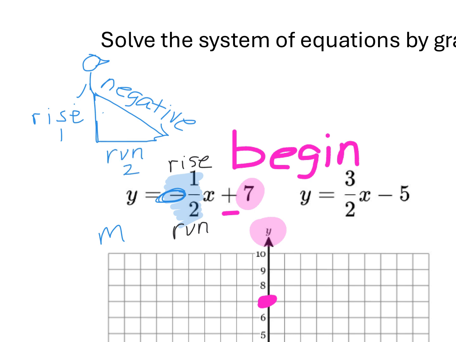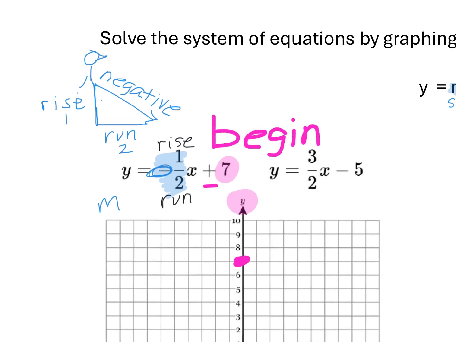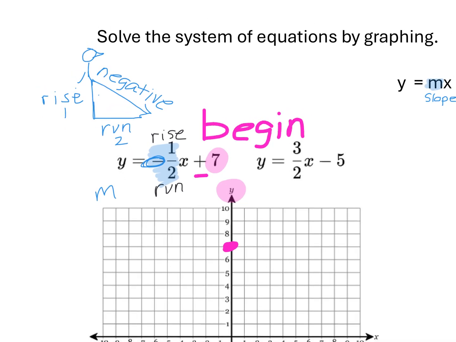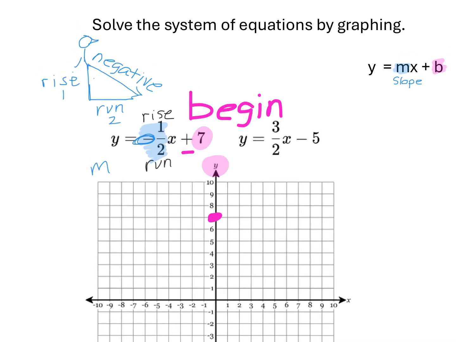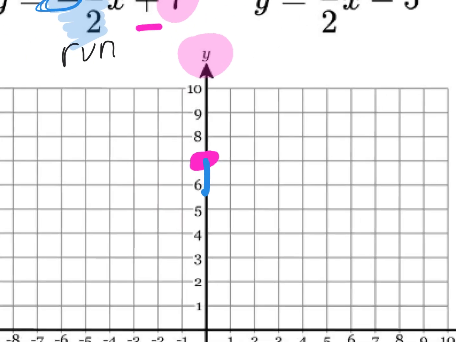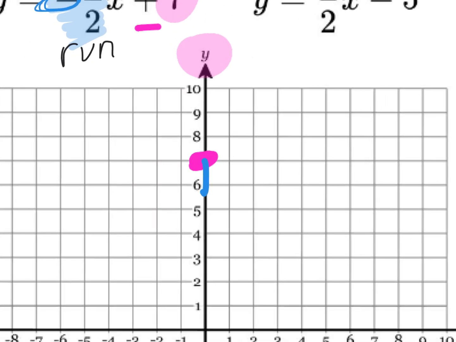So what am I going to do with that rise and that run that I know is going in a negative direction? I'm going to go to my B, my beginning point. And since my rise is 1, I'm going to go down 1. And then I'm going to go over to the right 2. So that tells me where my next coordinate is going to be placed.